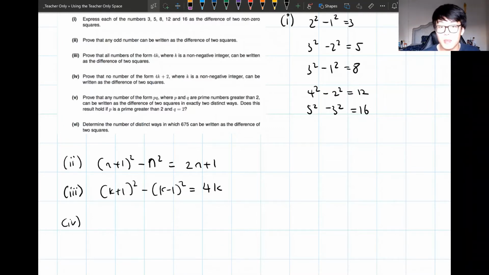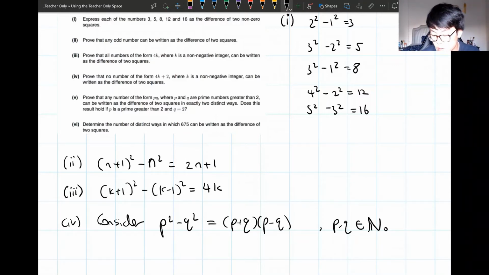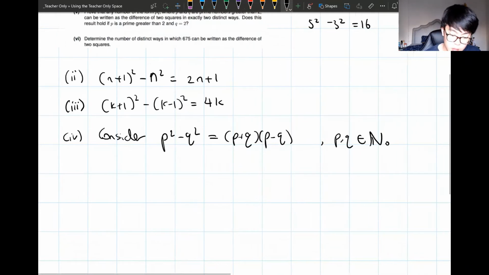Part 4. We need to prove that no number of the form 4k plus 2 can be written as a difference of two squares. So here we have to essentially do this by exhaustion. Suppose we consider a difference of two squares, p squared minus q squared, which is equal to (p plus q)(p minus q), where p and q are natural numbers including 0. We really need to think about the cases that arise: if p and q are both even, both odd, or one odd and one even.